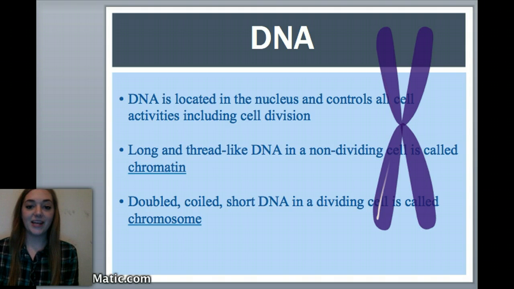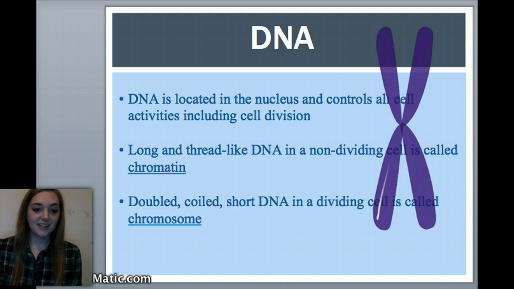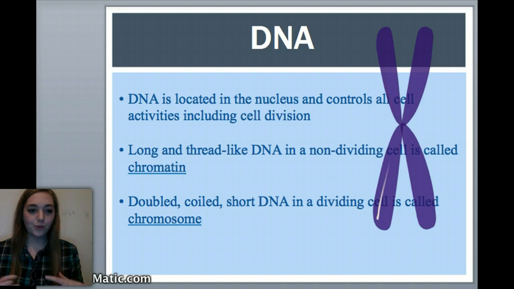Now, DNA is located in the nucleus and controls all cell activities, including cell division. The long and thread-like DNA in a non-dividing cell is called chromatin, and chromatin looks very similar to a plate of spaghetti. It is similar to a plate of spaghetti because it is all thin and long and they are all entangled with one another. It's very, very difficult to distinguish the beginning of a piece of chromatin and the end of a piece of chromatin, specifically because they are all together on a plate, technically, which the plate would be the nucleus.